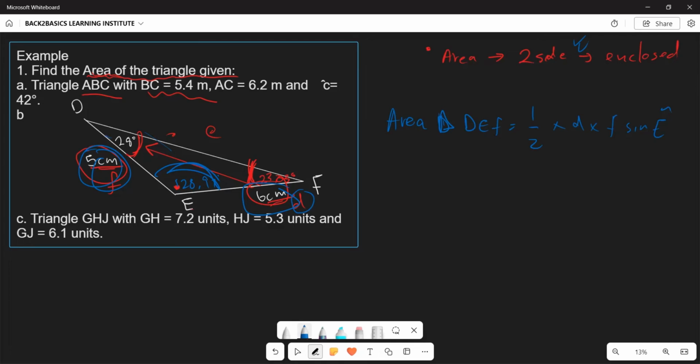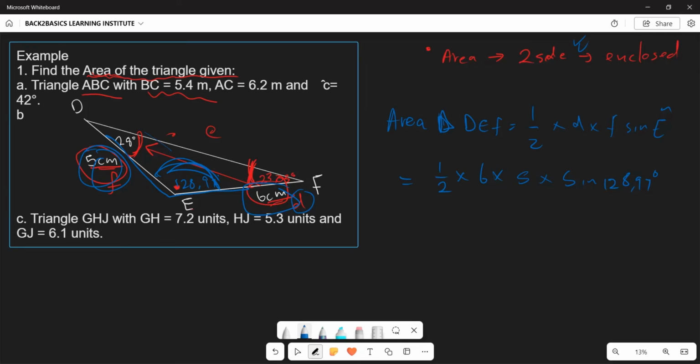Isn't it that you already have this part, you have this part, and an enclosed angle, right? So therefore, let's write it in here. This is going to be half multiplied by your D. What is your D? It was 6 centimeters multiplied by your 5 centimeters multiplied by sine of 128.97 degrees. Are we together?